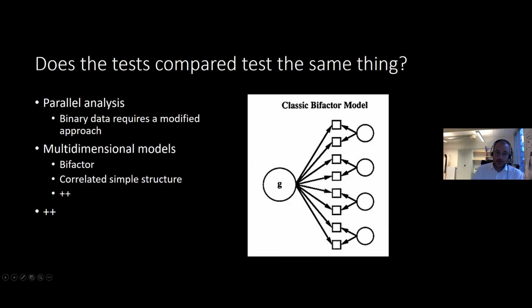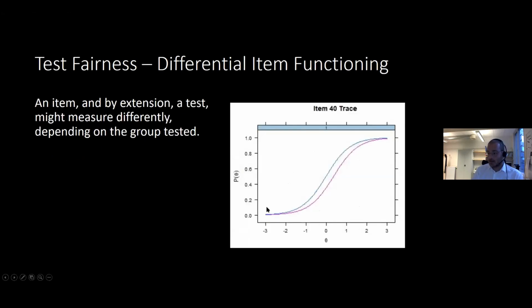And with these multidimensional models, you have a lot of other structures you can use as well. You can use a correlated simple structure, essentially estimating one IRT model for each of them and looking at the correlation. And that's also an approach that would be suitable here. But the last topic I wanted to talk about is going to go rather quick. It's about test fairness, which is also something you need to take into account when looking at combining tests.